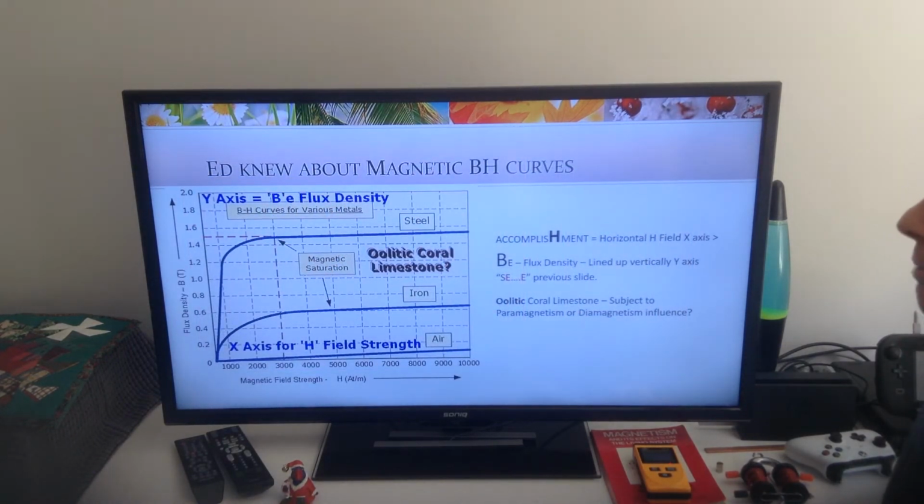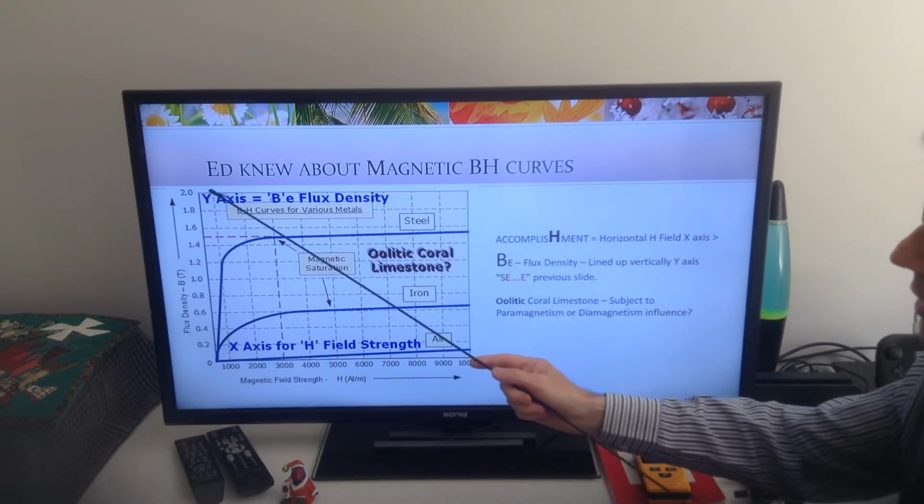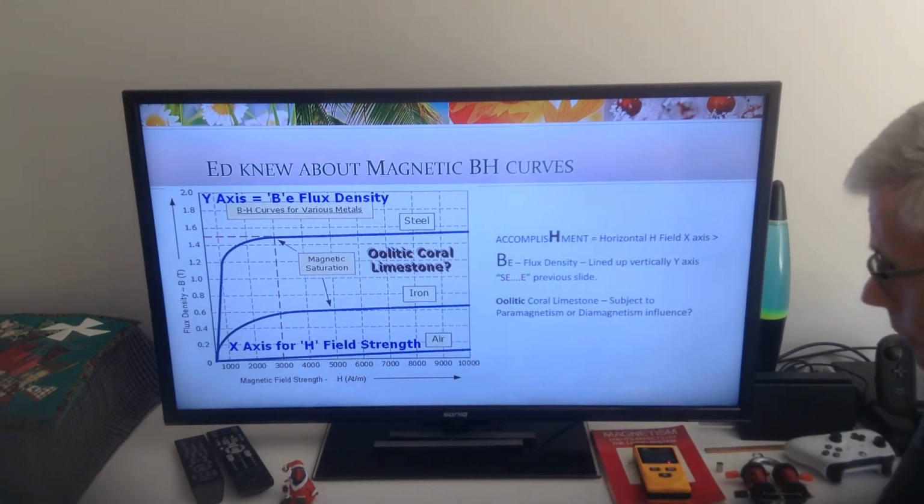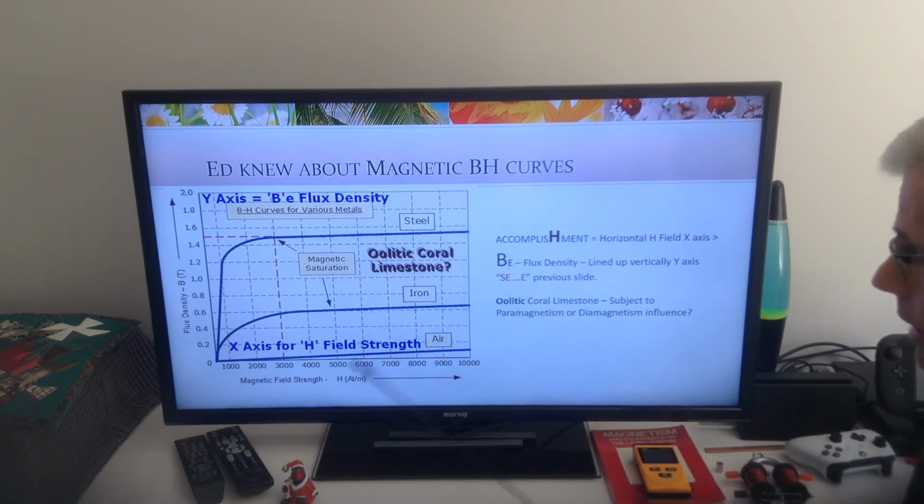Ed knew about magnetic B curves. Yeah, he did. That's the reason why I highlighted the y-axis and the x-axis in his writing previously. Now, of course, we know that steel and iron are ferromagnetic.